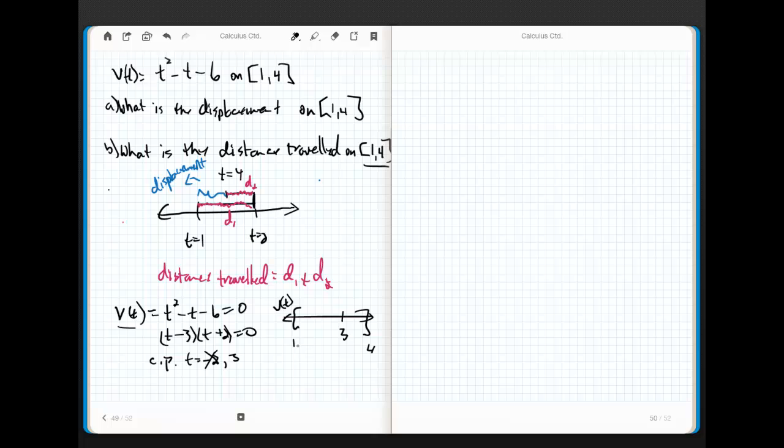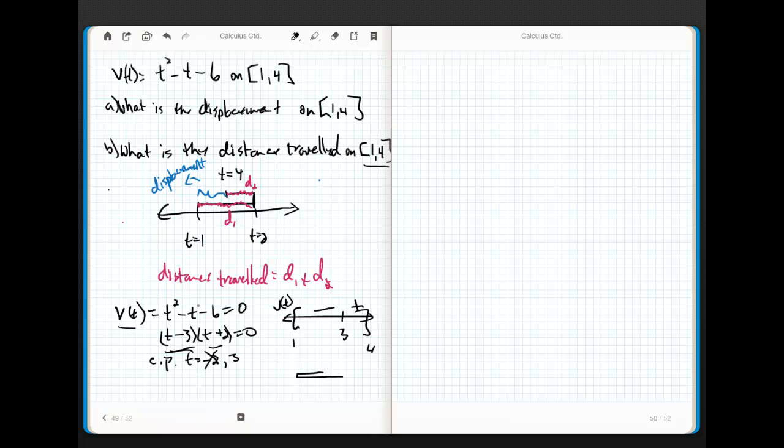Well, let's see. If I grab a value between 1 and 3, 2 seems like a prime candidate. If I plug it into here, I get a negative. If I plug it into here, I get a positive. Negative times a positive is negative. If I put 3.5 in and plug it into t minus 3, I get positive, positive, I get positive. Oh, it looks as though this particle from 1 to 3 goes left, it stops, and then it goes right.